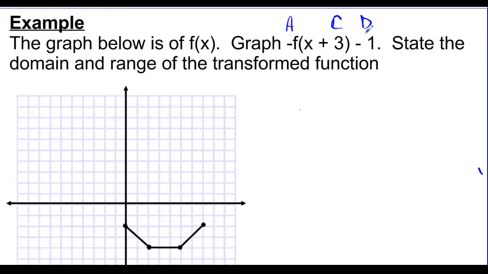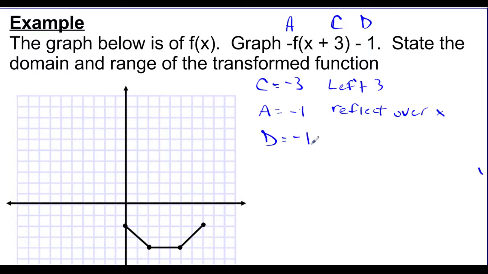So if I were to list in words what it is that these letters are doing, I'm going to say it looks like my C value is negative 3, and that's going to move it to the left by 3. Okay, and then my A value is negative 1, and we know what that does. Remember, that doesn't move it or stretch it or shrink it. It really just reflects it over the x-axis. Okay? And then my D value, negative 1, moves it down by 1 unit. So I can say down 1 unit.